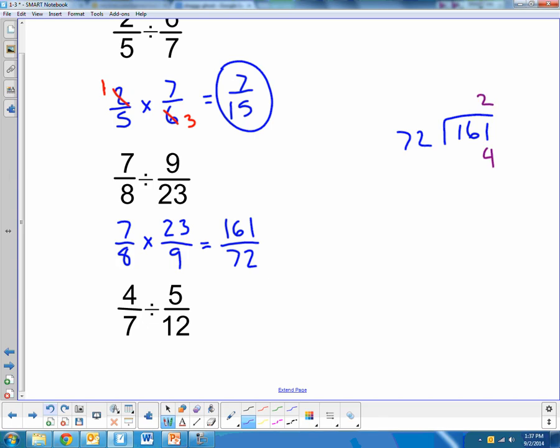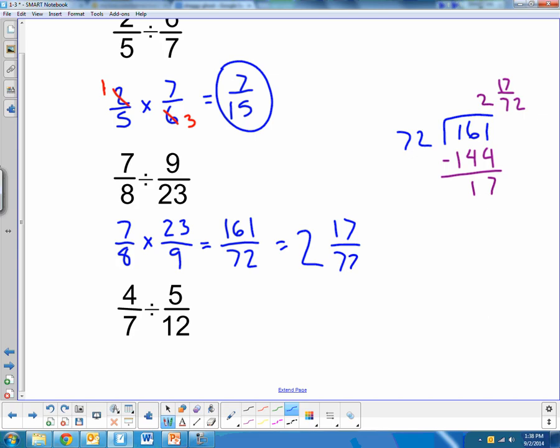2 times 2 is 4. 2 times 7 is 14. And if I subtract, I should get what? 17, I believe. And so when I subtract, 17 is less than 72, which means I have a remainder of 17. However, we're not going to write remainders. We're a little bit more advanced than that now. That remainder is 17/72 left over. So we've got 2 and 17/72. That is our final answer then.